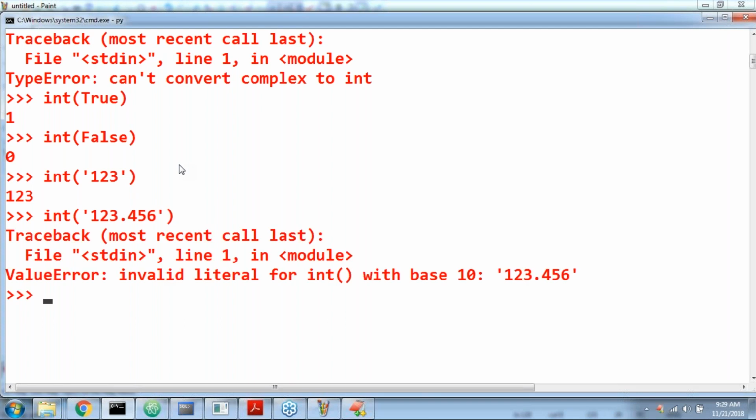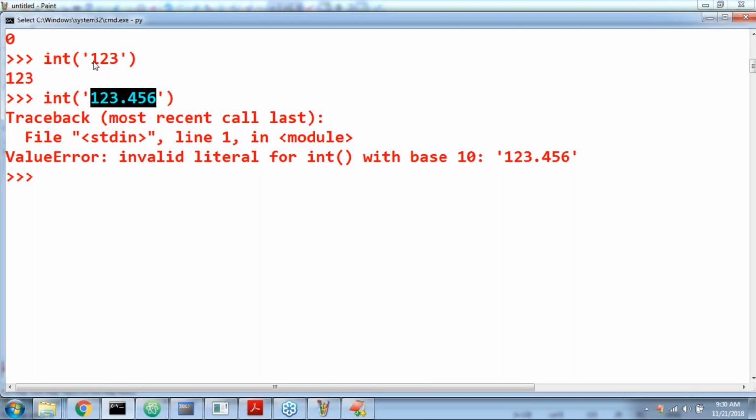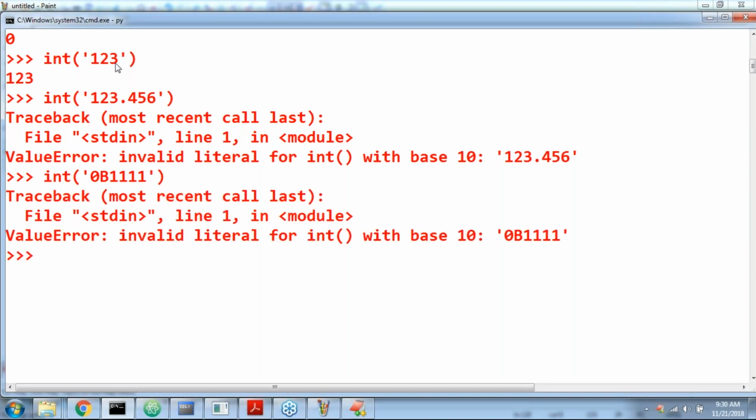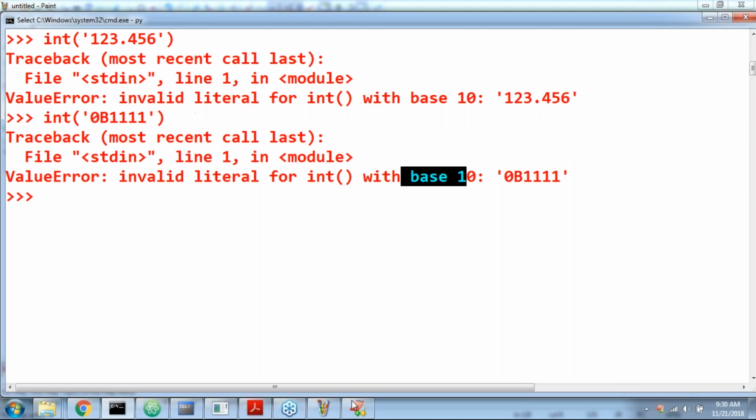Int of "123.456", immediately error. I told you, if you want to convert a string to int, it should be an integral value, but not a floating point value. It should be an integral value, and that integral value should be specified only in base 10. By mistake, if you specify the value in binary, octal or hexadecimal, immediately you are going to get an error, sir. Sorry, we can't convert. Have you observed? Invalid literal for int with base 10. It always considers base 10 only.